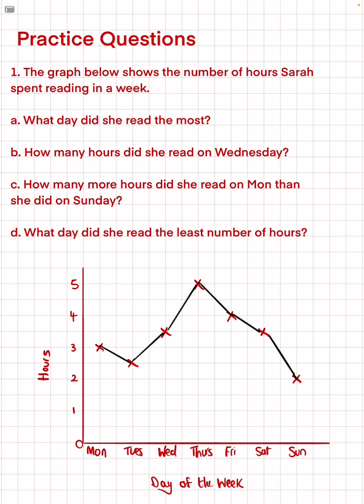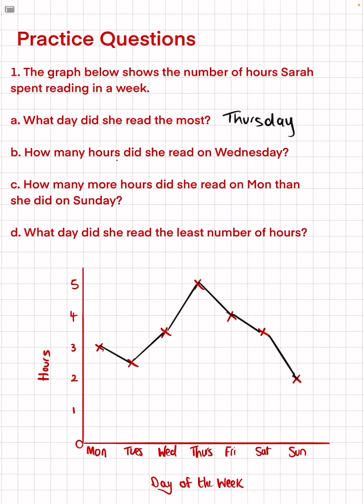The question says the graph below shows the number of hours Sarah spent reading in a week. What day did she read the most? So we find the highest point on the graph, which is this one over here. And if we follow it down, the answer is Thursday. So she read the most on Thursday.